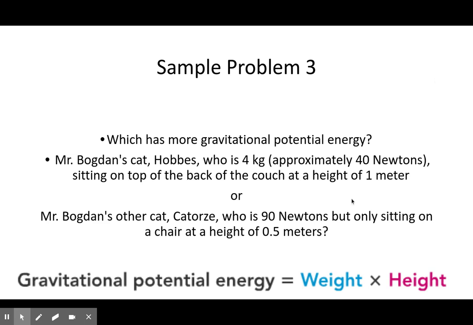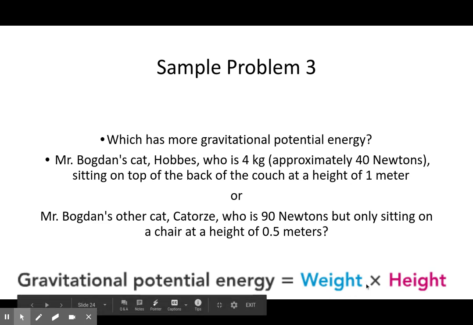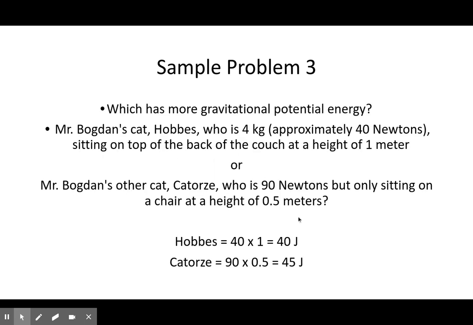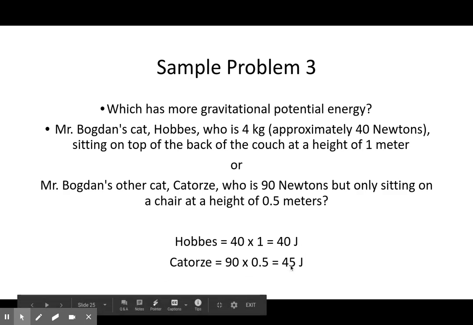So plug those two numbers into our formula, weight times height. 40 times 1 and 90 times 0.5. Which one's going to have more potential energy? You can go ahead and pause and figure those out. I'm going to continue on. All right. So Hobbs, 40 times 1 is 40 joules of gravitational potential energy. Catorze has 45 joules of gravitational potential energy.